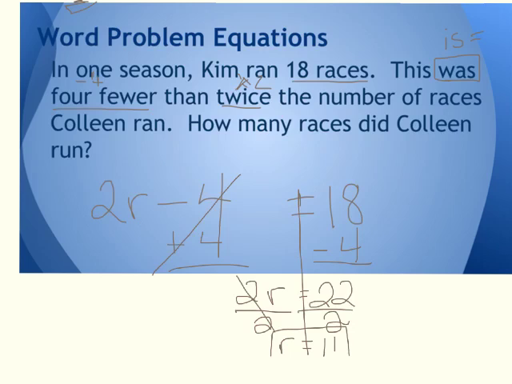And remember that r represented the number of races that Colleen ran. So we would say she ran 11 races. She ran 11 races is the answer to that.